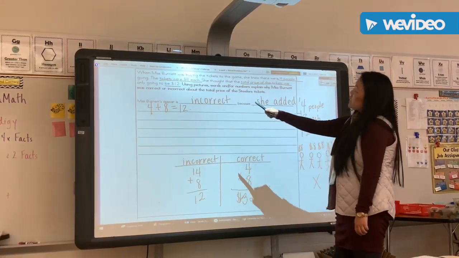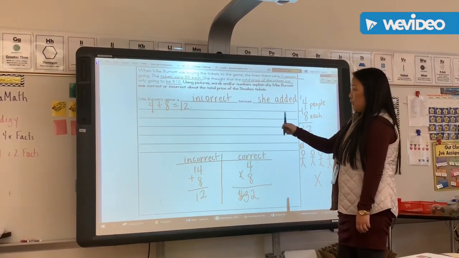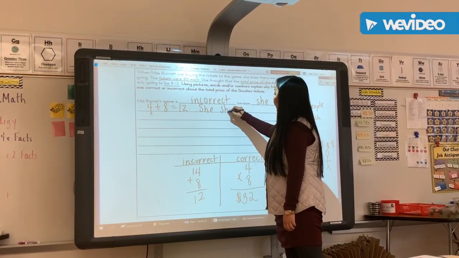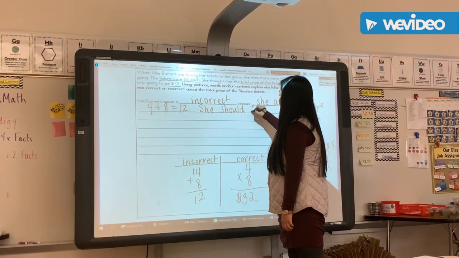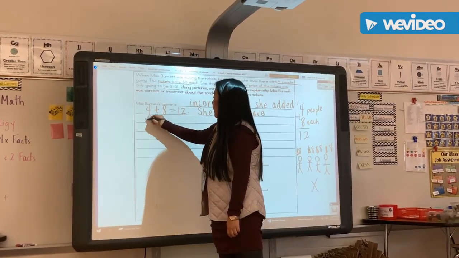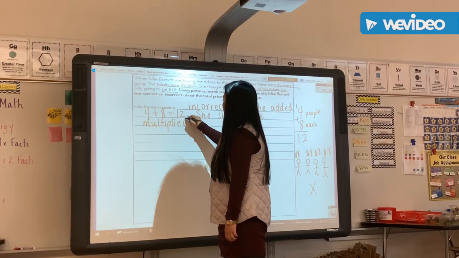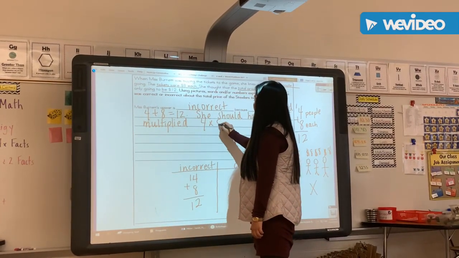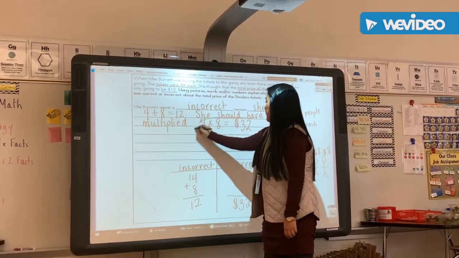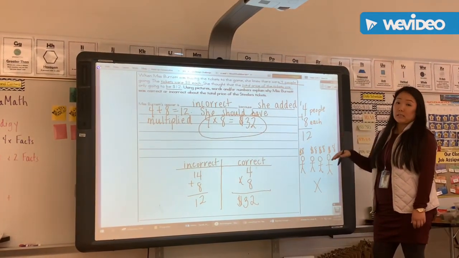And I'm going to add my response up here. Miss Burnett's answer is incorrect because she added 4 plus 8 equals 12. She should have multiplied 4 times 8 equals $32. And that's an example of how we solve written responses in math.